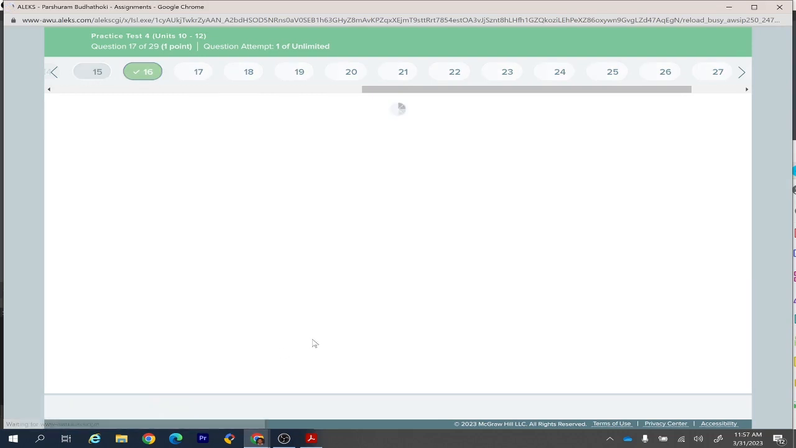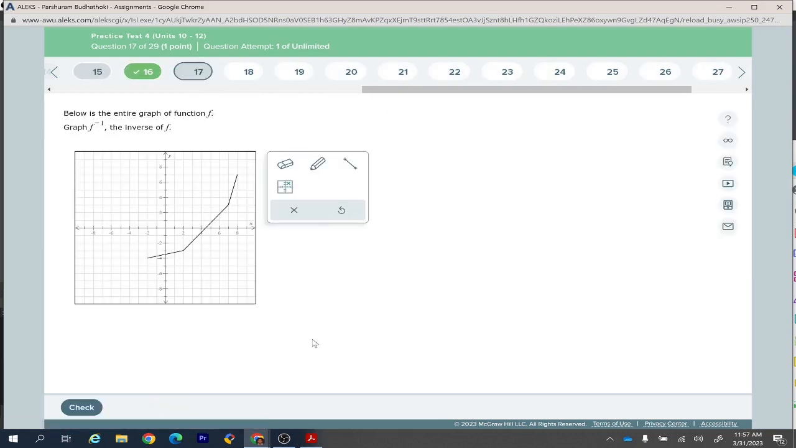That's all. Let's go to the next problem. Question number 17. When you try to plot the graph of an inverse function, you just have to switch the x and y coordinates. And for a graph like this, the graph is a combination of 3 different lines, 1, 2, and 3. So you just have to plot these critical points, 1, 2, 3, 4 points.